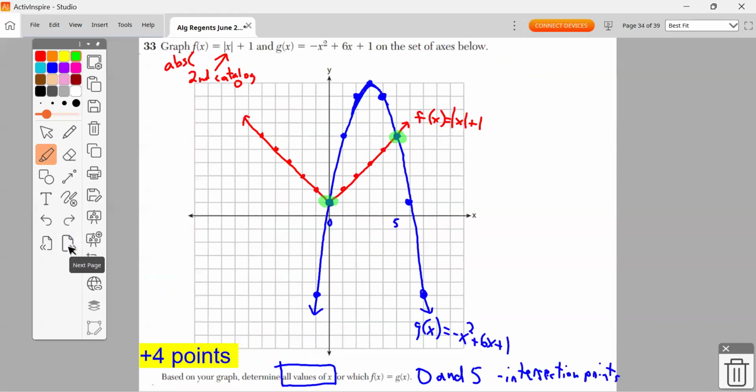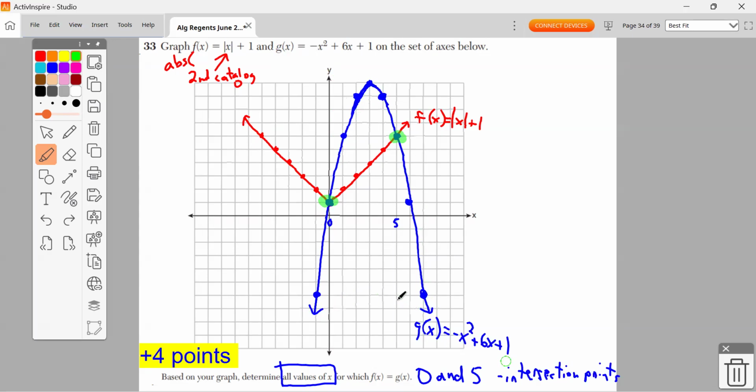In question number 33, graph the absolute value of x plus 1. Now, you get the absolute value by hitting second 0, which is second and catalog for your ABS. When you graph that, hit second and table, and this is what your graph looks like. This is our first 4 credit question, by the way. Make sure you have arrows on the ends and label it. And g of x, type it into your y equals, hit second and table, and you get this upside down parabola. Arrows on the ends and label it.